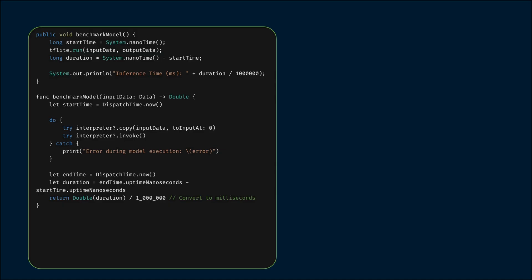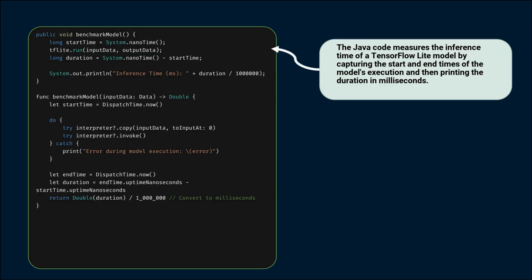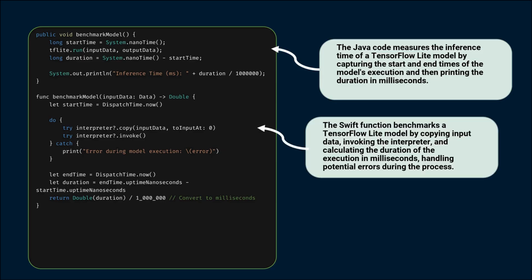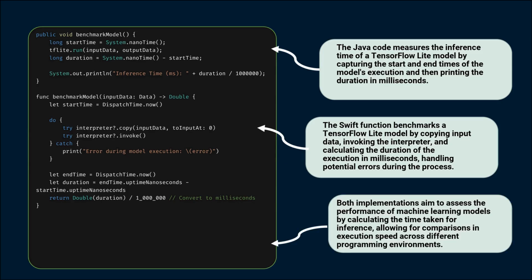Now let's implement the benchmarking functions for both Android and iOS. For the Android version, we define a method called benchmarkModel. This method begins by capturing the current time in nanoseconds before executing the model's inference using tflite run, passing in the input data and receiving the output. Once the inference completes, we calculate the duration by subtracting the starting time from the current time again. Finally, this duration is converted from nanoseconds to milliseconds and printed to the console, providing a clear measure of how long it took for the model to process the input.